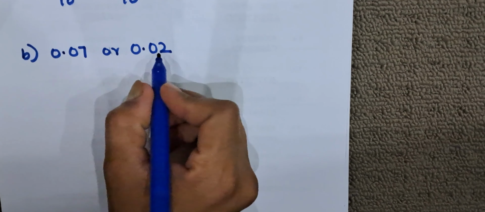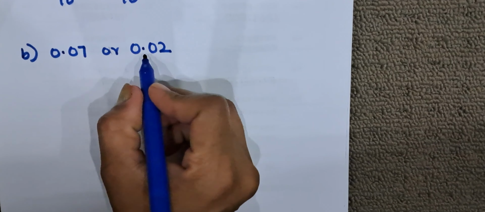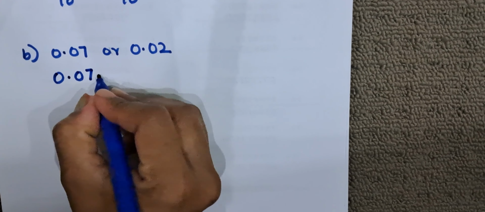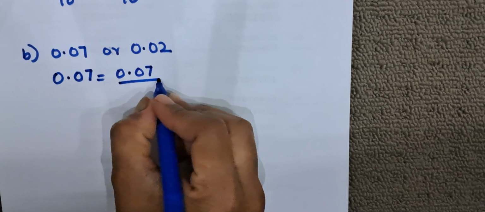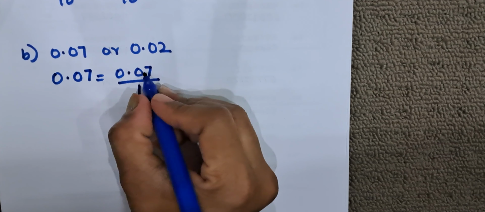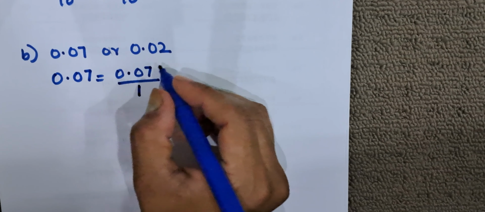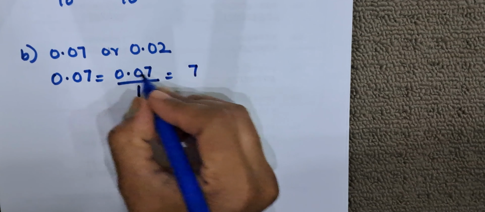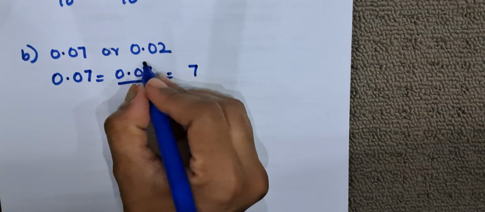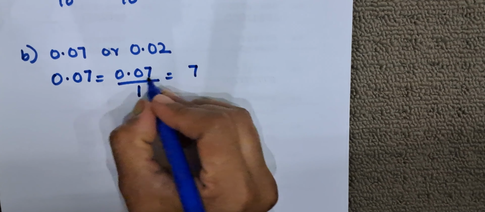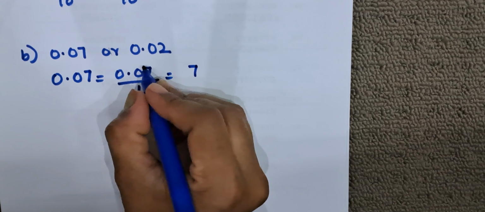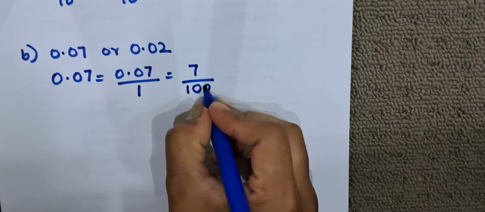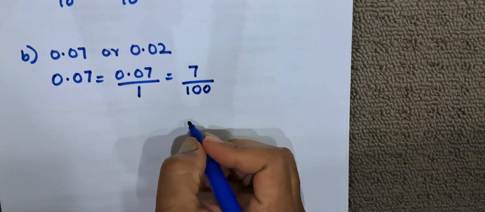Now let us see B. The given decimals are 0.07 or 0.02. Which one is greater? Now let us take 0.07. That means it is 0.07 divided by 1. Now we will shift the decimal point to the right hand side. We have to shift it twice, 1 and 2. When you shift once, it becomes 0.7. When you shift it 2 times, it becomes 7. So when you are shifting the decimal point 2 times to the right hand side, we are adding 2 zeros in the denominator. That means it becomes 7 upon 100.